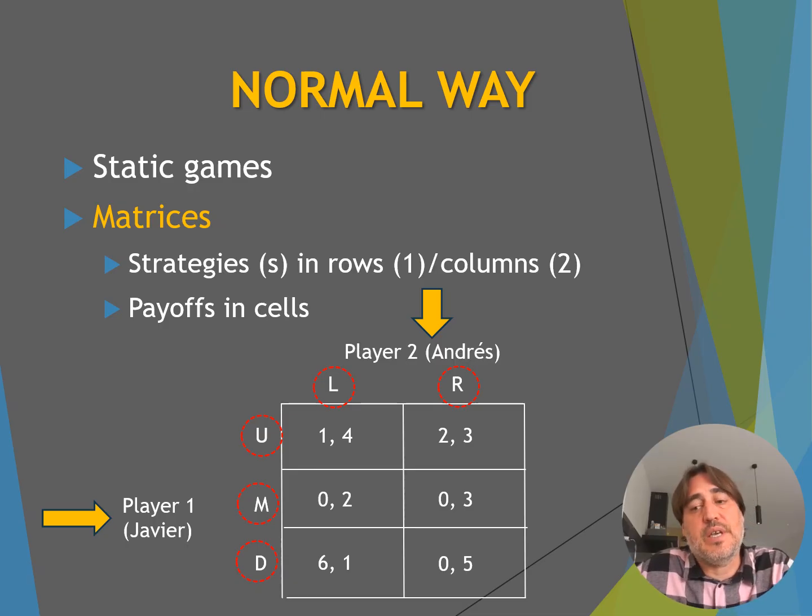In each of the 6 cells of the matrix, we show the final payoffs that Javier, the first number in each cell, and Andres, the second one, would obtain if they choose the strategies corresponding to that row and column respectively. For example, if Javier plays up U and Andres plays right R, they would obtain respectively 2 and 3 utils, or units of the corresponding payoff. The same logic applies to the other cells of the matrix.